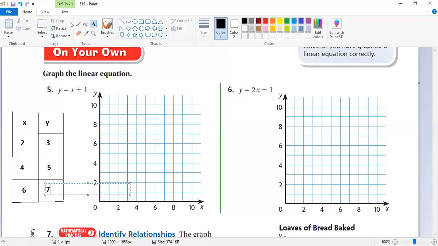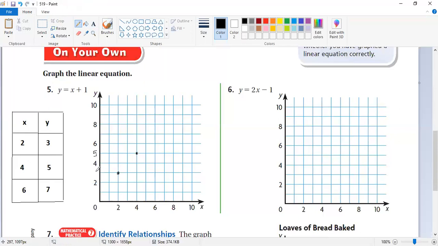So let's quickly draw the graph. When X is 2, Y is 3. 3 is not given in the graph, but we all know it's between 2 and 4. Then when X is 4, Y is 5. 5 is not given, so we know 5 is in between 4 and 6. This is going to be 5.